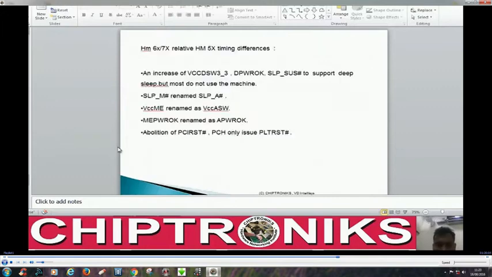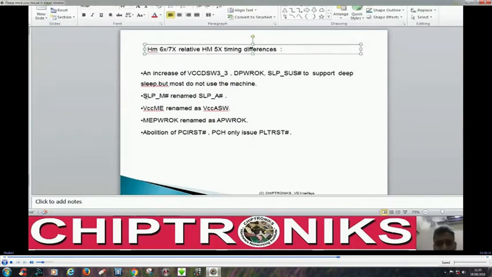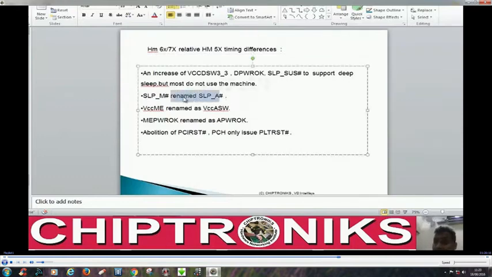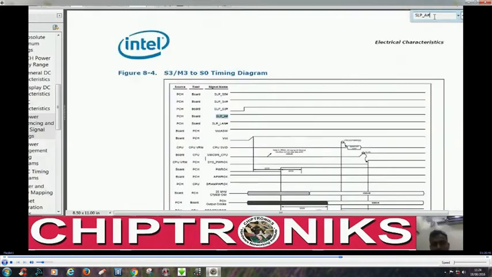The difference between HM67 and HM55 is that SLP underscore M has been renamed as SLP underscore A. That is, SLP underscore A is to enable any section of the PCH. Let's search over here for the definition of SLP underscore A. Please note we are at page number 351, so we need to come back to 351 once we see the definition.